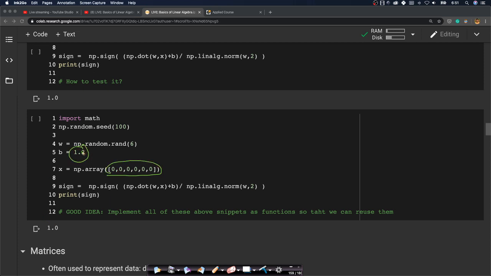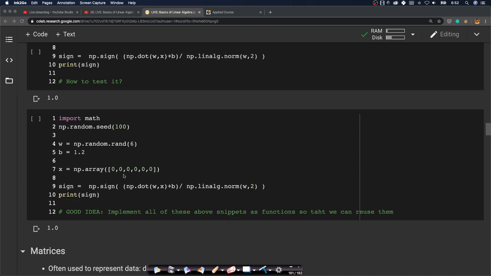So if I choose B as a positive value, I get positive. If I choose B as negative, I get -1. Again, it's always a good idea, for all the functionality that we are writing, whether it is distance between a point and a plane, all of these things, to try to implement all of these snippets as functions so that you can reuse them in the future. Right? I'm just writing it as simple code just to show you. Very simple concepts, nothing very fancy.